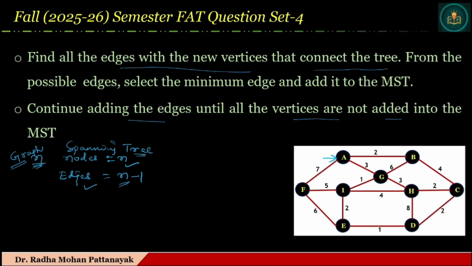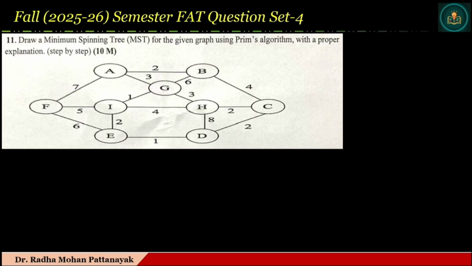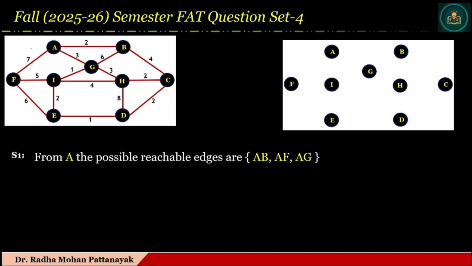Clear? So let's see with an example. This is the 11th number question. Draw a minimum spanning tree for the given graph by using Prim's algorithm. Let's start from the node A. If you start from A, what are the reachable edges from A? That is AB, AF and AG. What is the cost of each? AB cost is 2, AF cost is 7, and AG cost is 3.